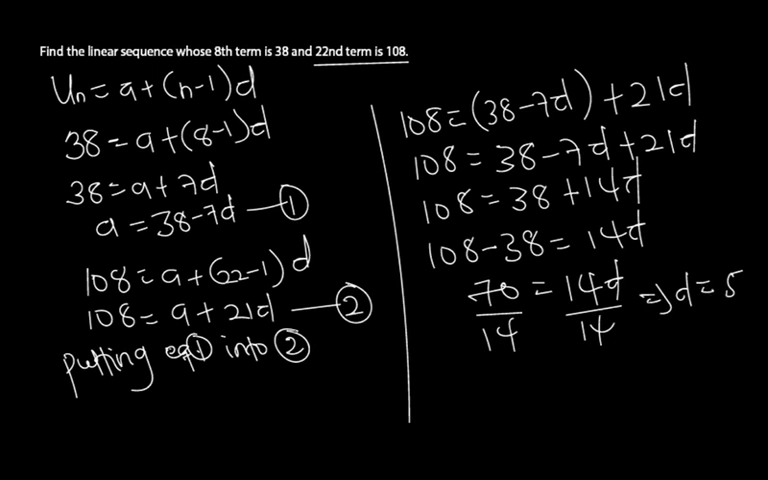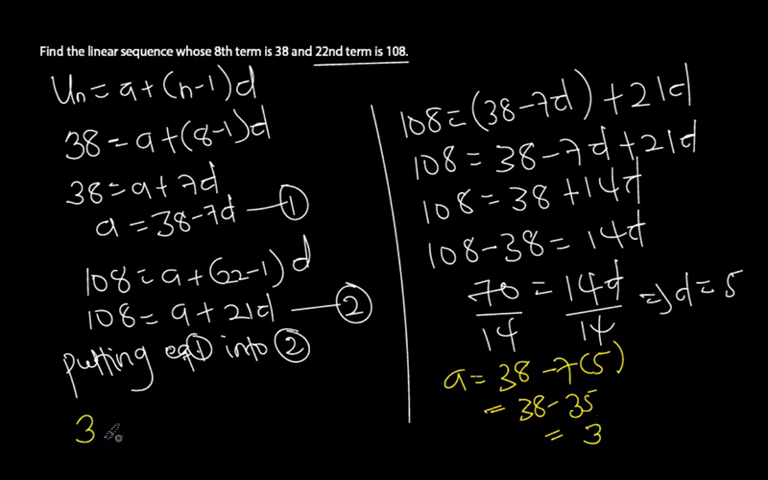So now that we have the difference, we can easily find the first term, which is the a. So our a will be equal to what? 38 minus 7 into bracket 5. Okay, so this is what? 38 minus 35 will give us 3. So it means our first term is 3, then our difference is 5, which literally means if you want to write a linear sequence, then all we need to do is write the first term, which is 3, then we add 5 to each and every term.